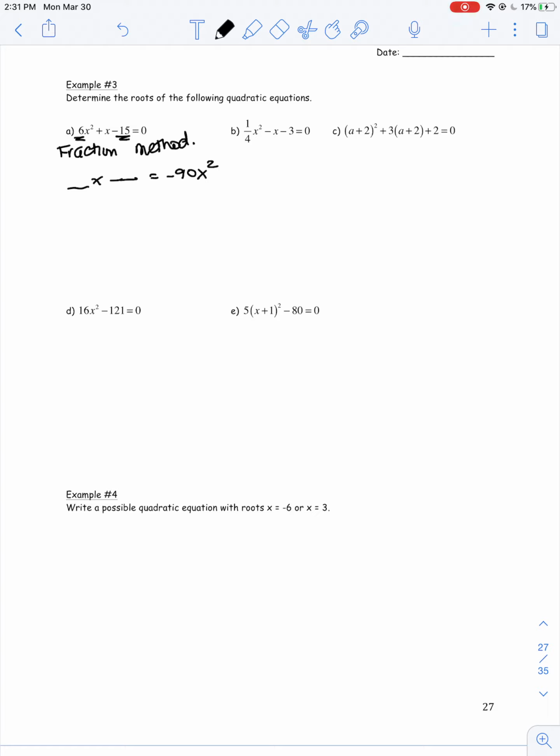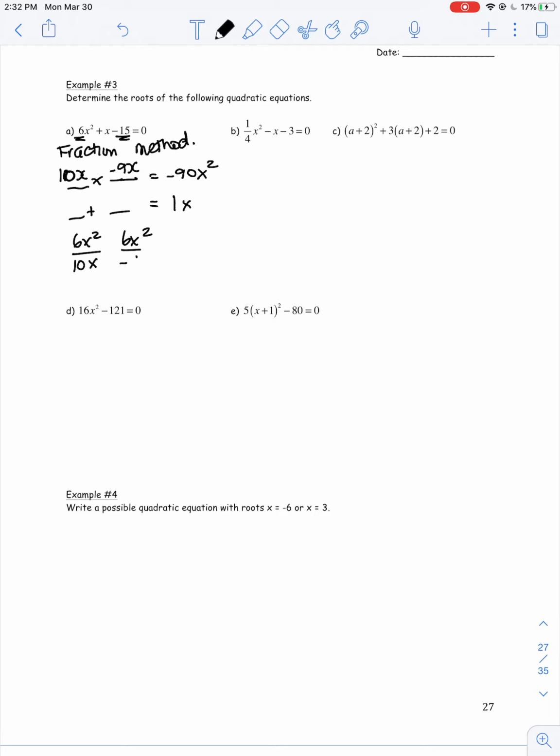So I have to find 2 numbers that multiply to negative 90x squared, actually, and add up to the middle, which is positive 1x. That means the numbers have to be right next to each other. So the only way that's possible is if I have 10x multiplied by negative 9x. Those are the 2 numbers that work for both rows. They will multiply to negative 90x squared and add up to 1x.